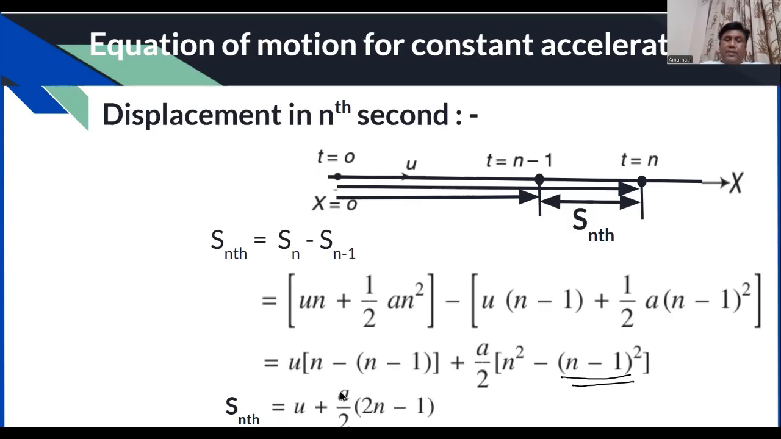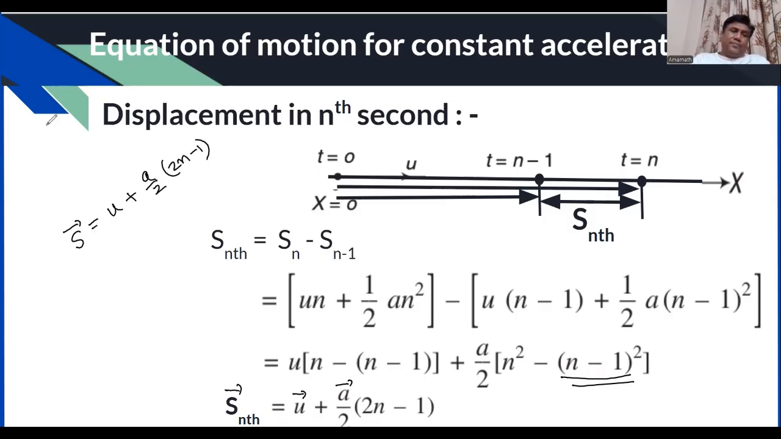Again, it is a vector formula only. Here S is the vector displacement, not distance, displacement in nth second. u is the vector, a is the vector. And actually, in this formula, one interesting point is there. Whether you can answer or not, let me check it. S equal to u plus a by 2, 2n minus 1. This is basically the formula.